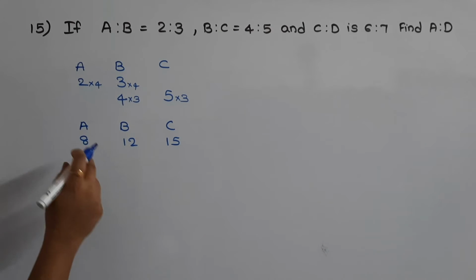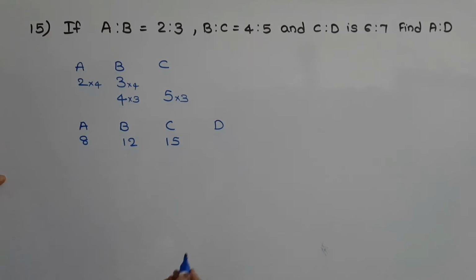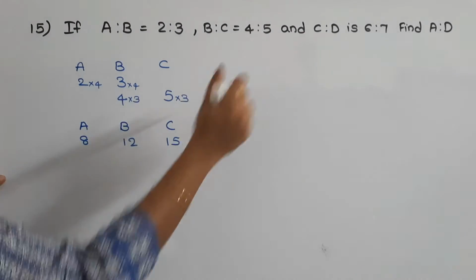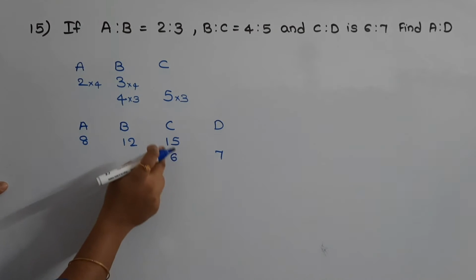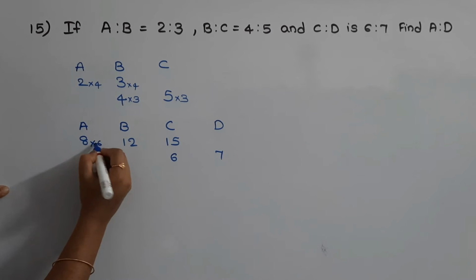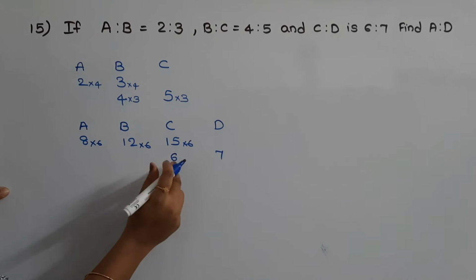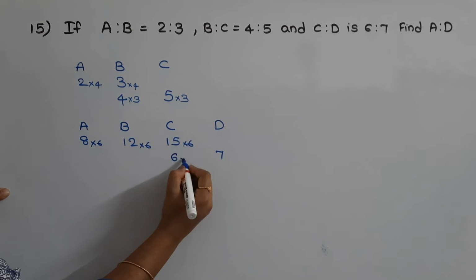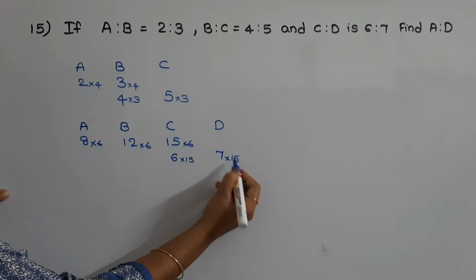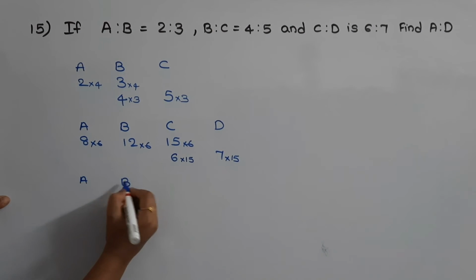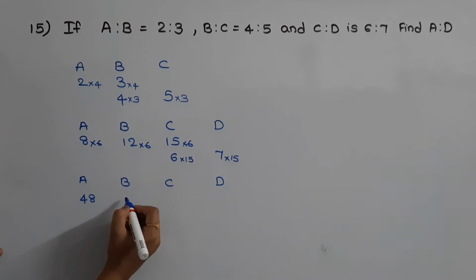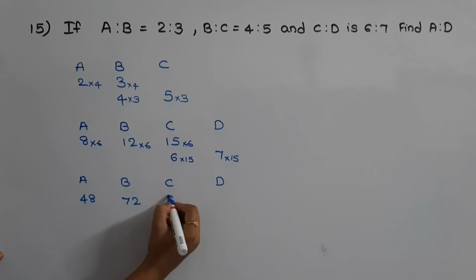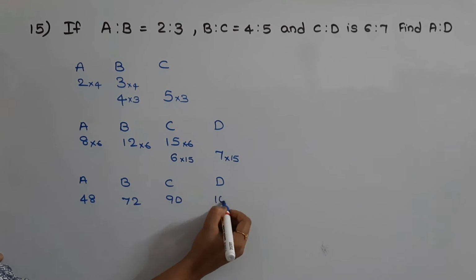So, we need to find out the ratio of A, B, C and D. And the ratio of C and D is given as 6 is to 7. Now, we need to make the value of the C same. So, for that multiply these entire terms by 6, and multiply these two terms by this 15. So, A is to B is to C is to D will be equal to 48 is to 72 is to 90 is to 105.